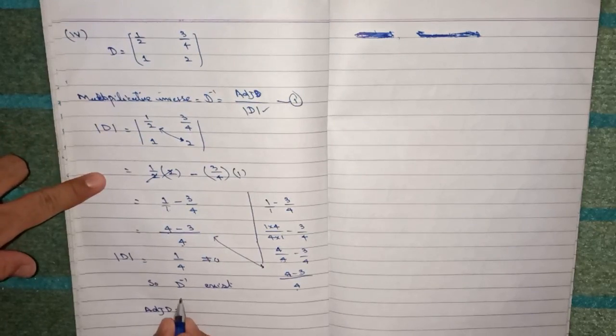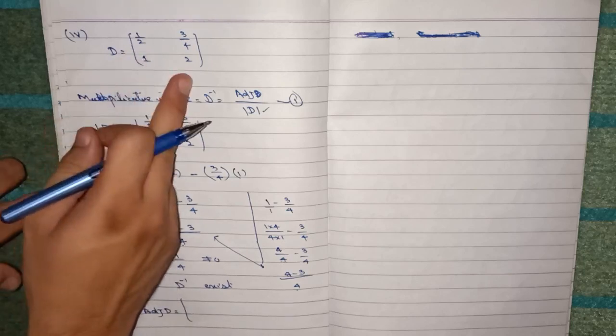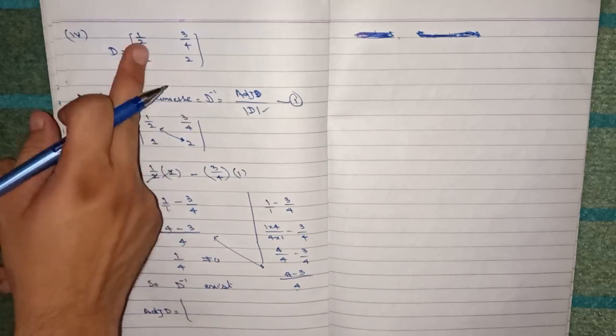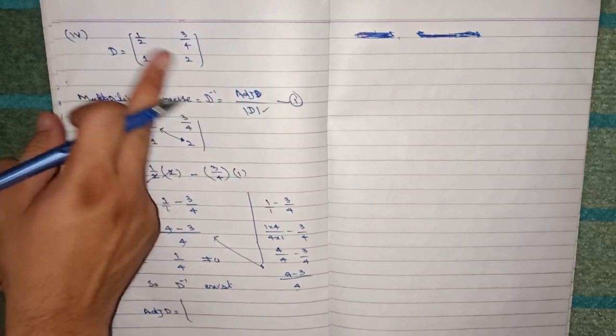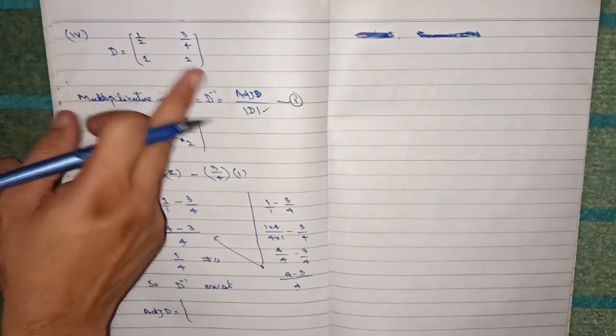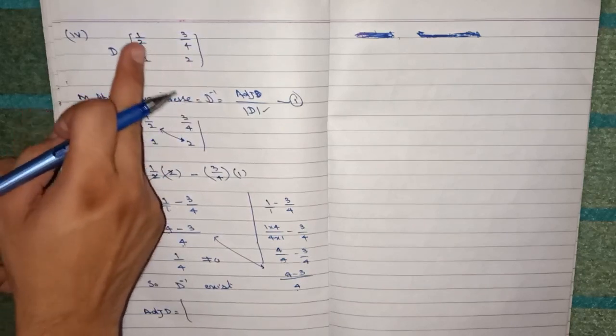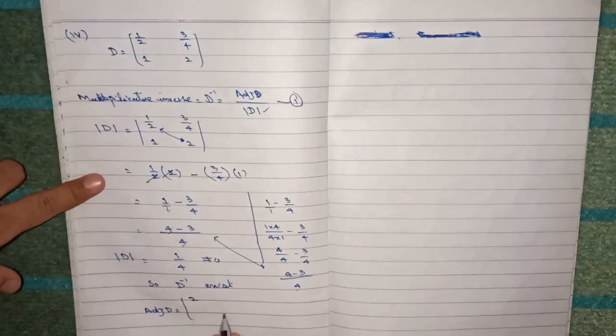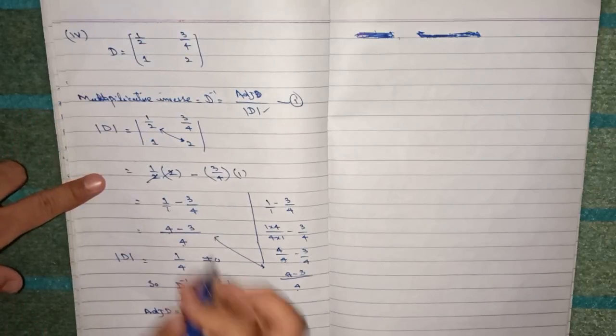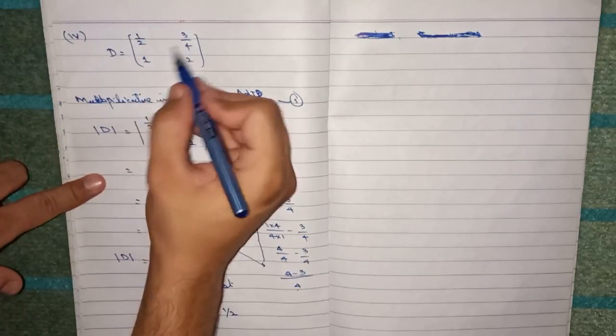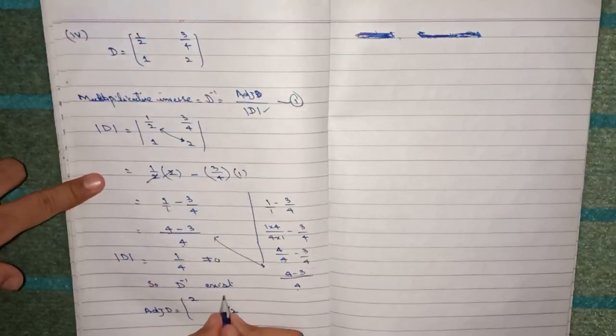Adjoint of D is equal to, now what we'll do in the adjoint, we will change the diagonal of the matrix. The positions of the diagonal entries will be swapped, 2 and 1 by 2, and the sign of the non-diagonal entries will be changed, minus 3 over 4 and minus 1.